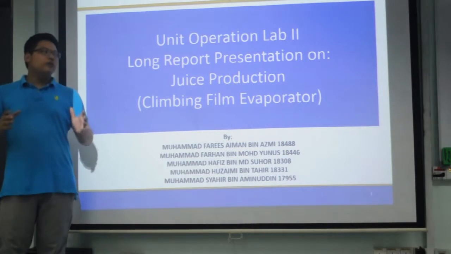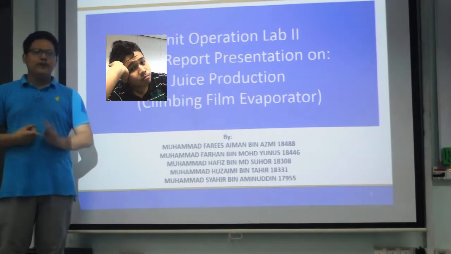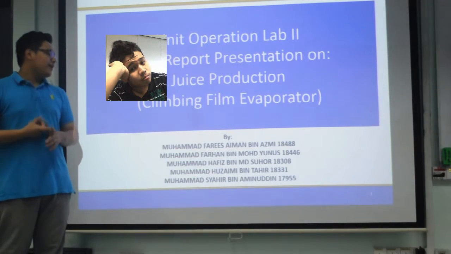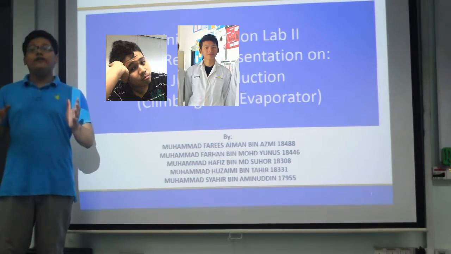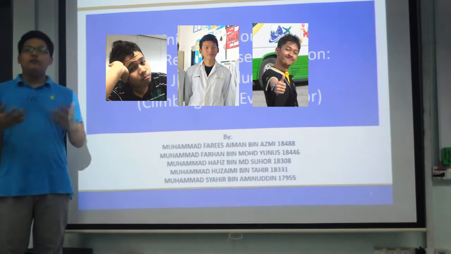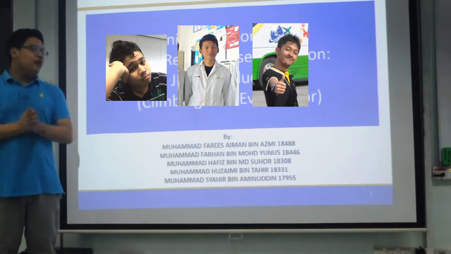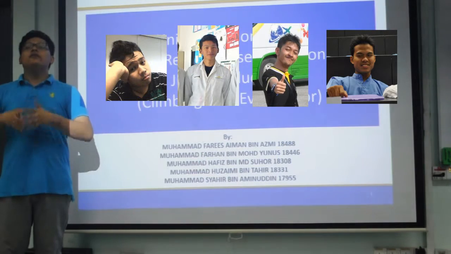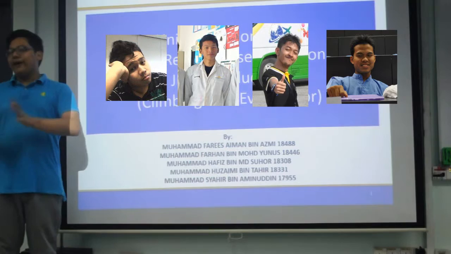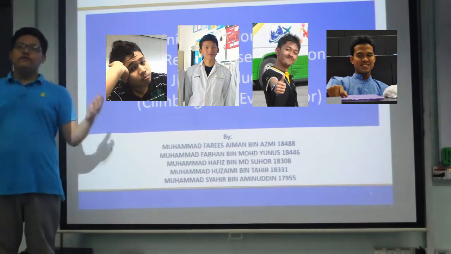So the presentation will go, Shahir will talk about the introduction, objectives, customer requirement and process description. Then it will be followed by Farhan talking about the process flow diagram. Hafiz will then talk about the unit description and equipment specifications of all the materials involved within the production of juice. Then Faris will come in for the safety and other considerations, and then I'll come back to talk about economic analysis, and then Shahir will do the conclusion after everything is done.